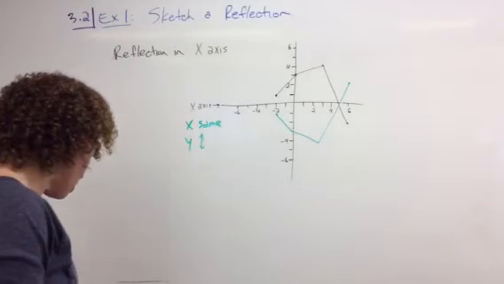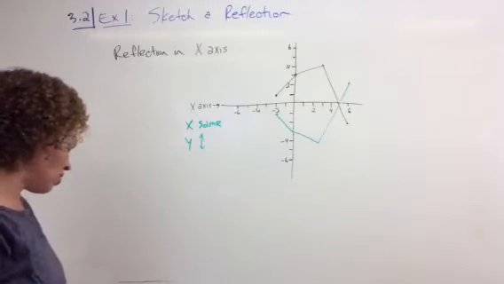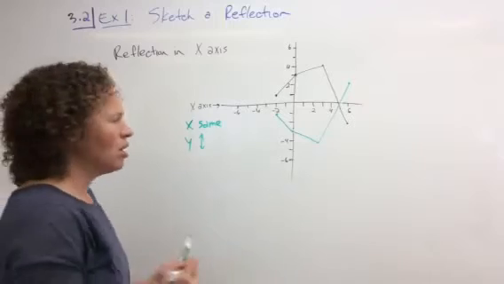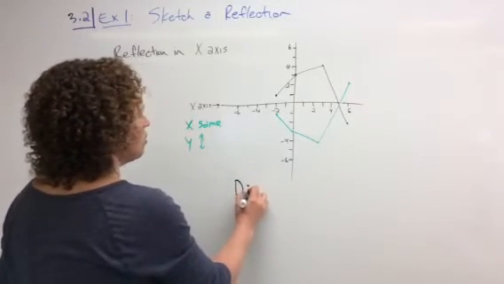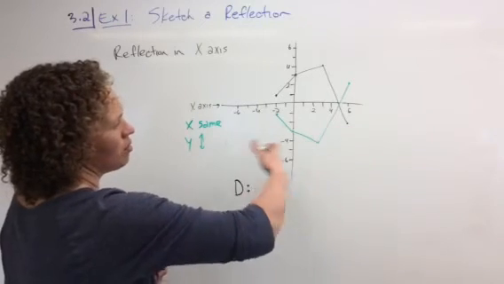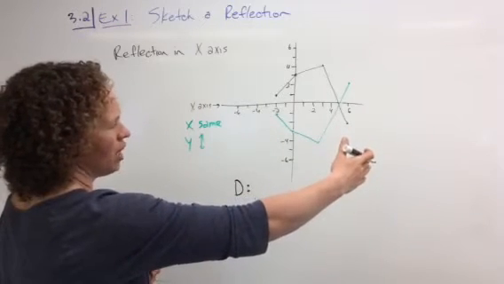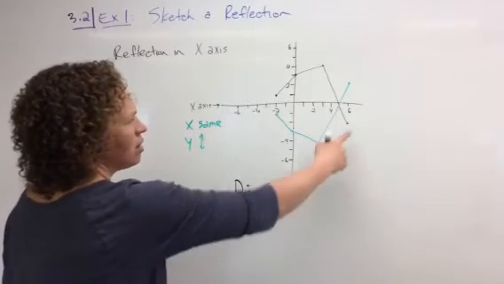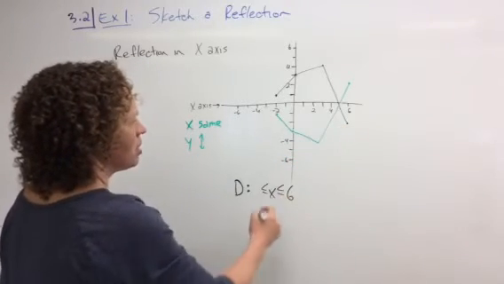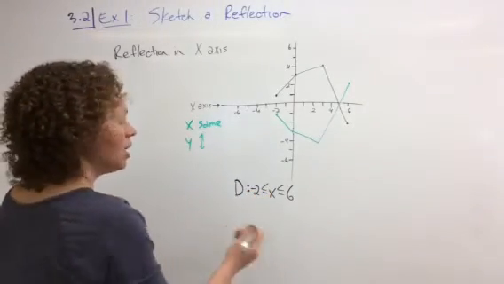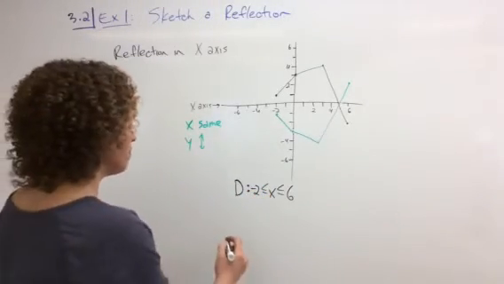So the last part of this question asks you to state the domain and range of each function. Well, we just said that x stayed the same. So the domain for this function is all the possibilities for x. So x is going to be between 6 on the big side and -2 on the little side. It stays the same. Didn't have to worry about that.